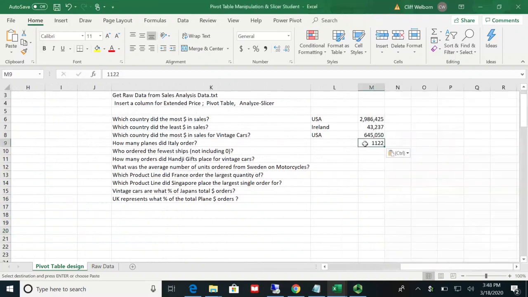And I'm going to go ahead and put that answer, since it's a number, over there in column M. So how many planes did Italy order? 1,122 planes. Our next question asked us who ordered the fewest ships, not including 0.